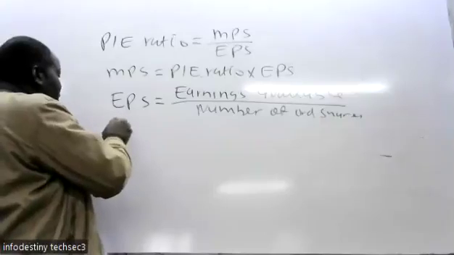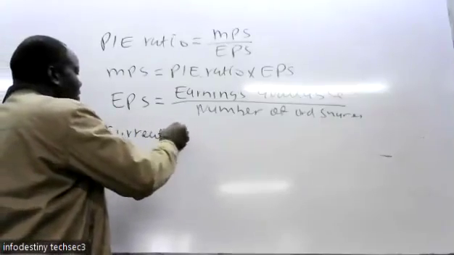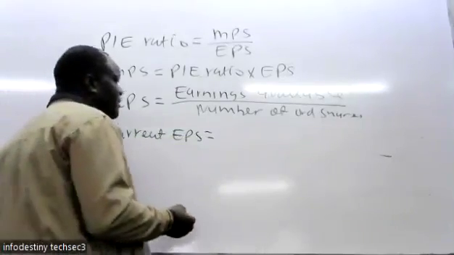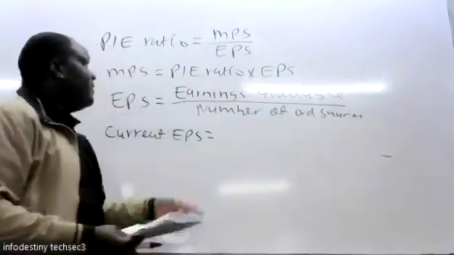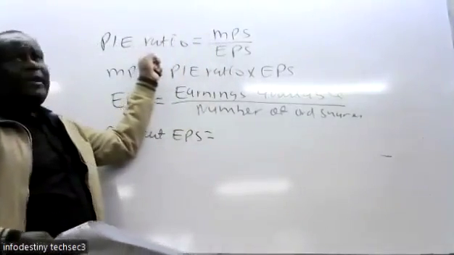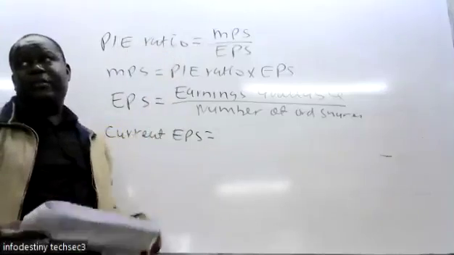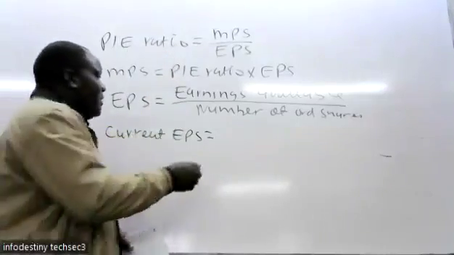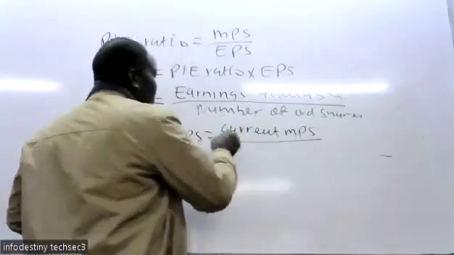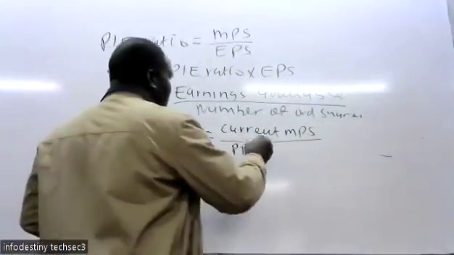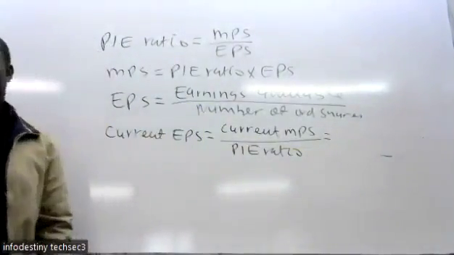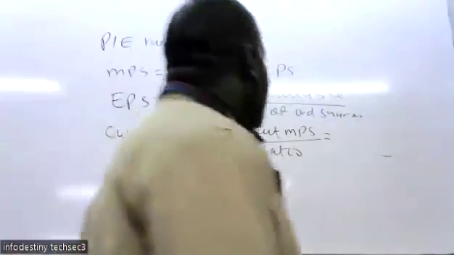So to compute the current earnings per share, you simply take the current market price per share. We are making earnings per share the subject, so you just take the current market price per share divided by the price earnings ratio. The price earnings ratio will always remain constant.